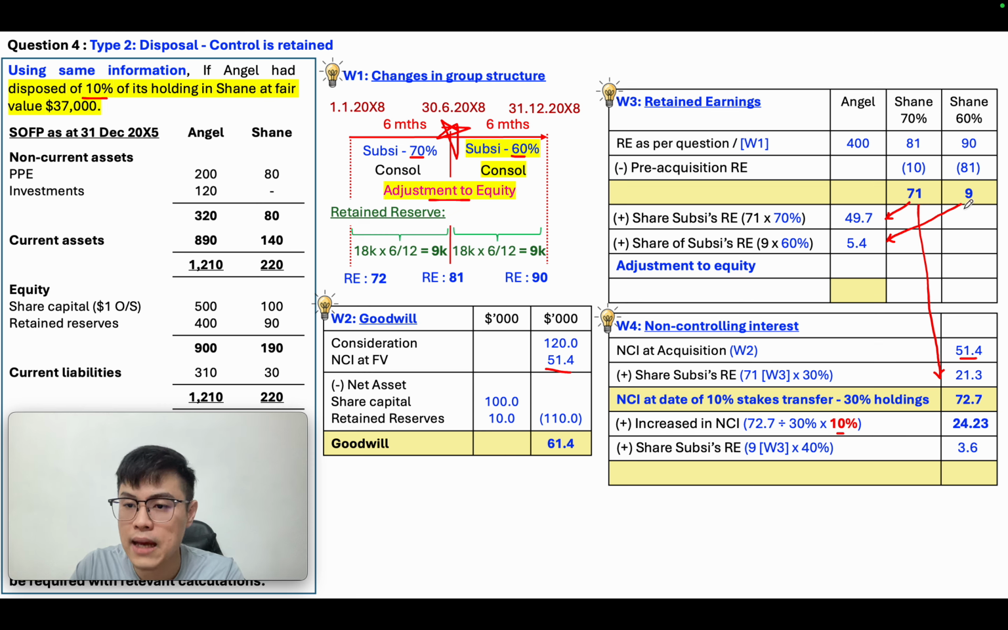So we shared another retained earning for NCI at 40%. Can you see their NCI increase already because they already increased by the 10%. And NCI at the reporting date will be 100.53.